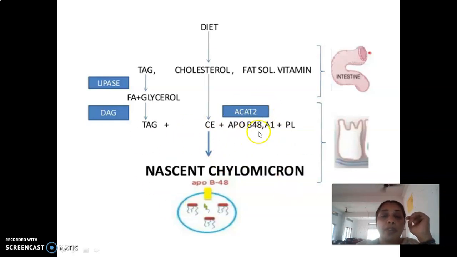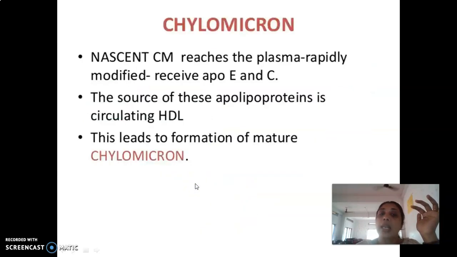is mainly coming as ApoB48 and ApoA1, right? And again phospholipid, which is an amphipathic molecule. So all these form the nascent chylomicron. Also the fat soluble vitamins will be packed into it. Which are the fat soluble vitamins? Vitamins A, D, E and K. So all these lipid soluble components derived from the dietary sources will be packed into the chylomicrons, and such a chylomicron we call a nascent chylomicron.